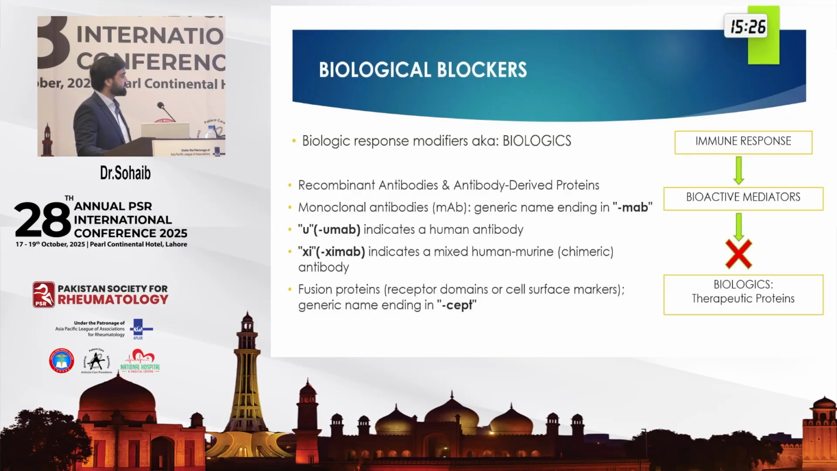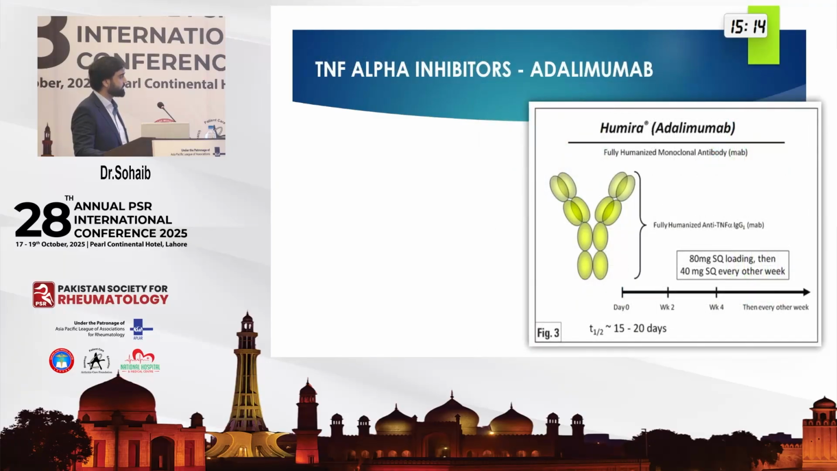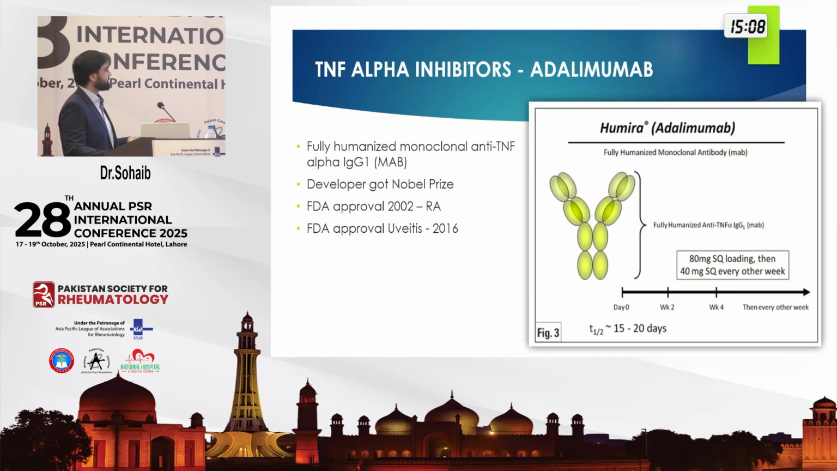And if it ends with a sept, it's a fusion protein. So talking about the drug development of these biologics, there has been a lot, mostly in oncology and in autoimmune disease in the last 3-4 decades. Talking about adalimumab, Humira was the parent drug, so I've written that here. It's a fully humanized monoclonal TNF-alpha inhibitor antibody. The developer got a Nobel Prize for this.